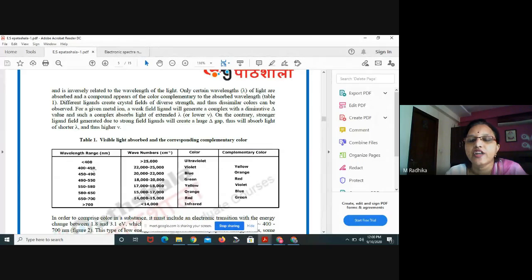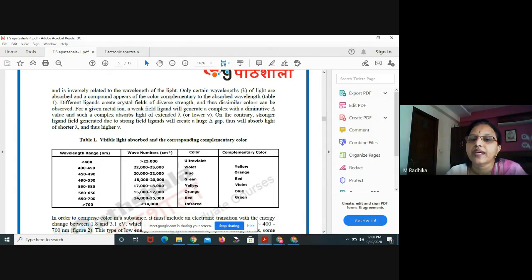Okay, your copper sulfate pentahydrate is blue in color. So what is the range it is going to absorb? The orange range, that is 580 to 650. So if it is absorbing violet color wavelength, it will be yellow color. If it is absorbing blue wavelength color, it will be orange. If it is green, then it will show red.